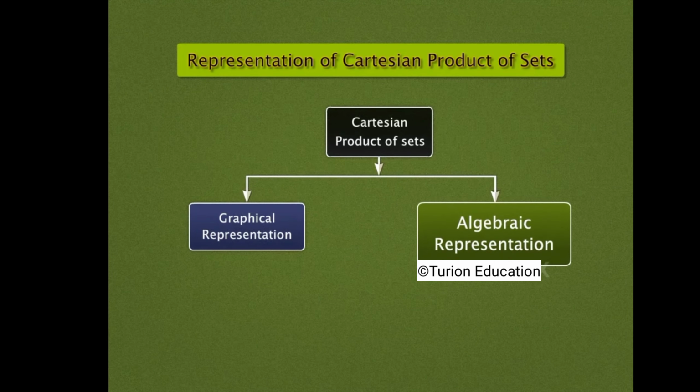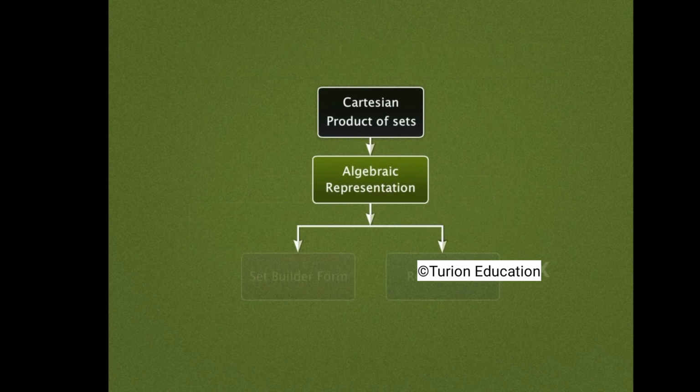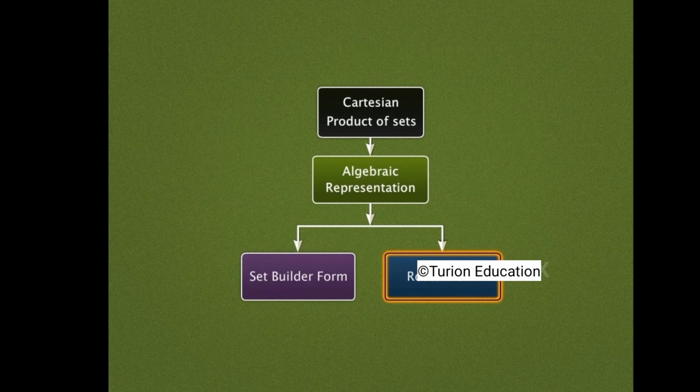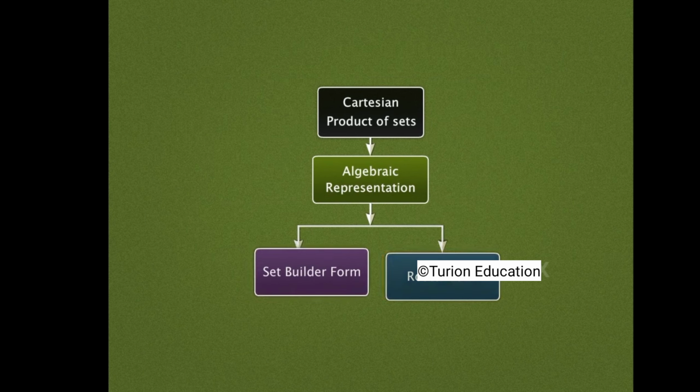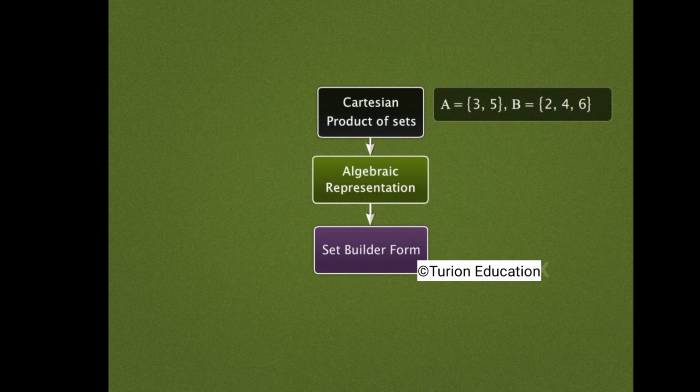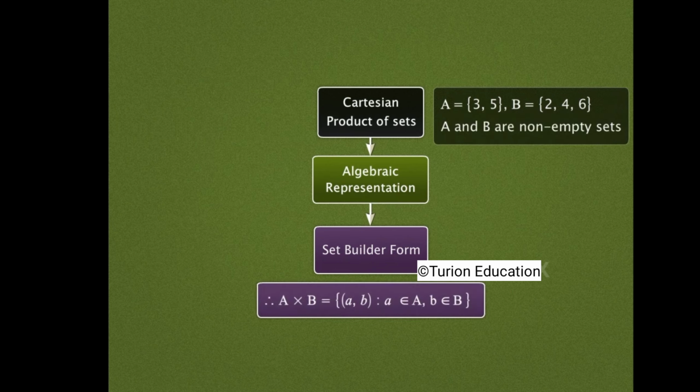Let's first explore the algebraic ways of representing the Cartesian product of sets. The Cartesian product of sets can be represented by both the roster and the set builder methods. For example, consider the sets A and B with elements 3, 5, and 2, 4, 6, respectively. By definition, the Cartesian product of sets A and B is A cross B, the set of all ordered pairs of elements (a, b), where the element a is from set A and the element b belongs to set B. This, in fact, is the set builder form of representing the Cartesian product A cross B.